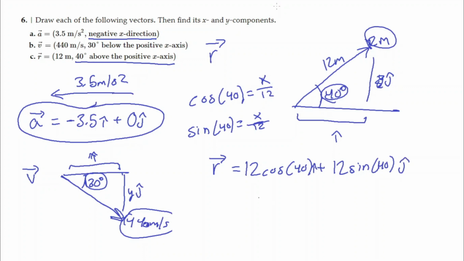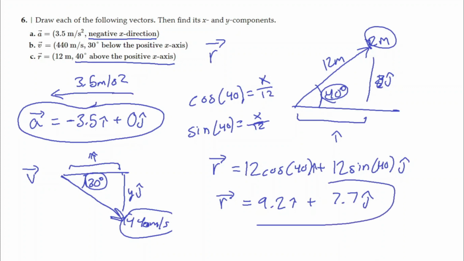And now if you plug that all into a calculator, you would get 9.2 for the x component, and then you would get 7.71, or rather just 7.7 if you round it, for the y component. And that would be your final answer.